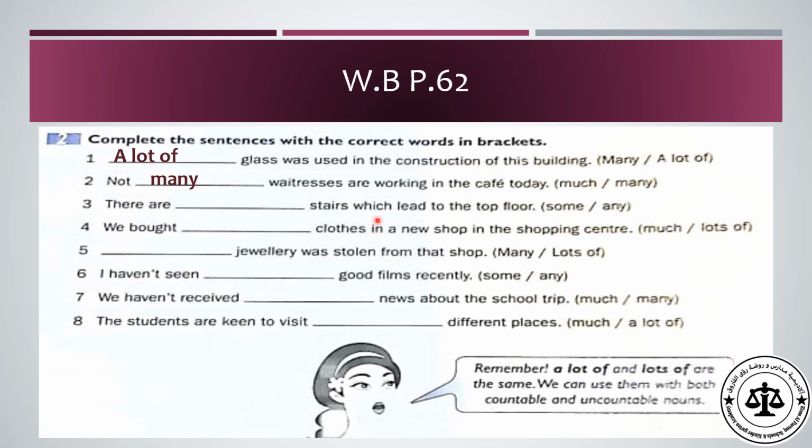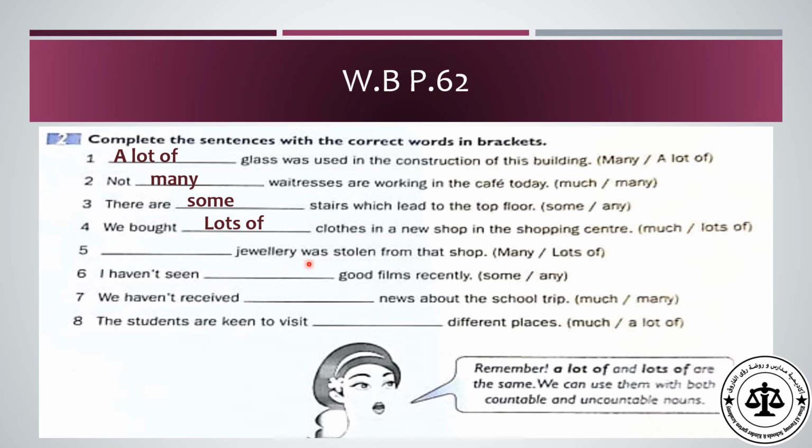There are stairs which lead to the top floor. We have some or any. حكينا الأني بتيجي مع النيجاتيف والكويستشن. هون ما عنديش نيجاتيف، إذن رح نستخدم some. We bought clothes in a new shop in the shopping center. We have much or lots of. Clothes is a countable noun, so we use lots of لأنه much بتيجي مع uncountable.